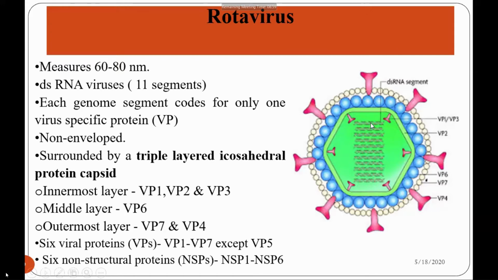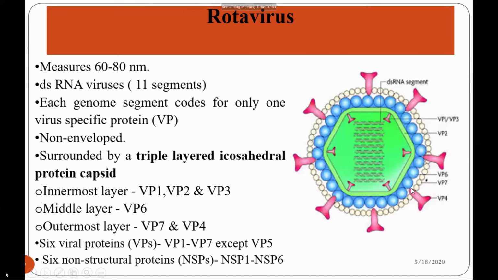The viral genome, that is the double-stranded RNA, is coded by viral proteins. Segment number 1 is coded by viral protein 1, 2 is coded by viral protein 2, segment number 3 is coded by viral protein 3, and so on. These viruses are non-enveloped, and the viral RNA genome is surrounded by a triple-layered icosahedral protein. The viral RNA genome is coated by 3 layers of icosahedral shaped protein.